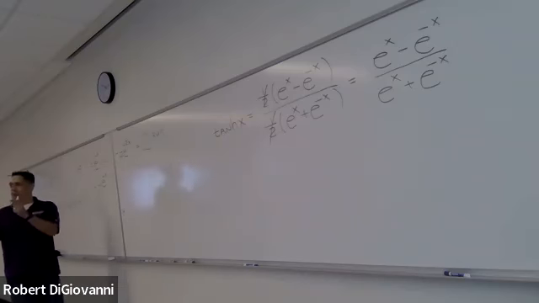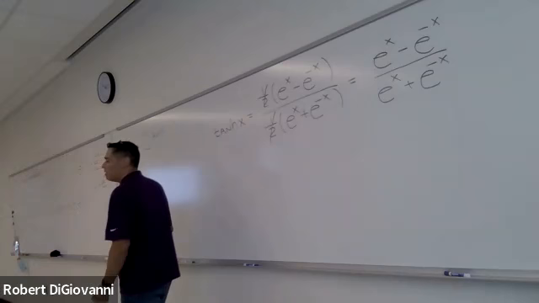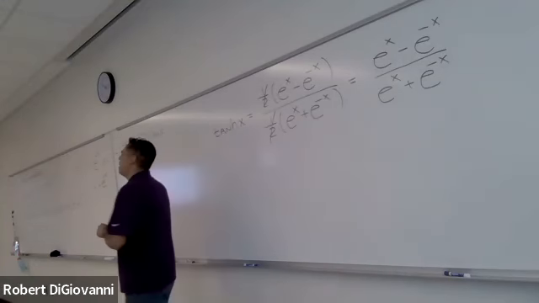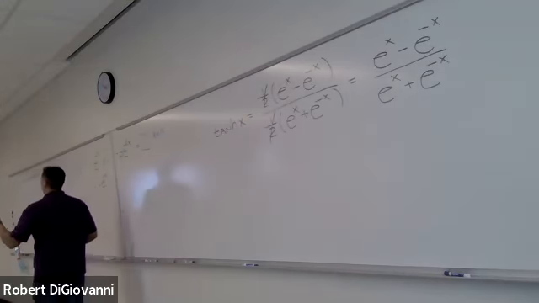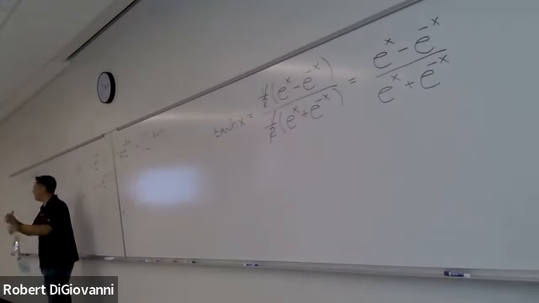Set up, write cosine hyperbolic x, write out what it is by definition, take the derivative, and then draw the conclusion. What is it? What do you hope it is? What do you hope the derivative of cosine hyperbolic x is? Negative sine hyperbolic. That's what you hope it is. Let's see if it is.